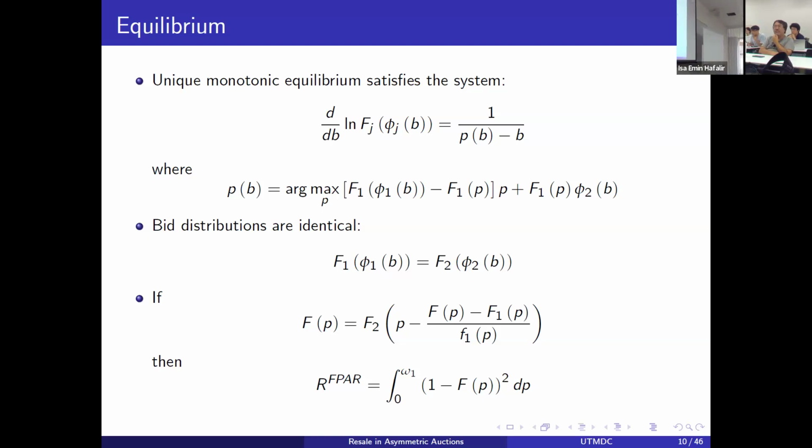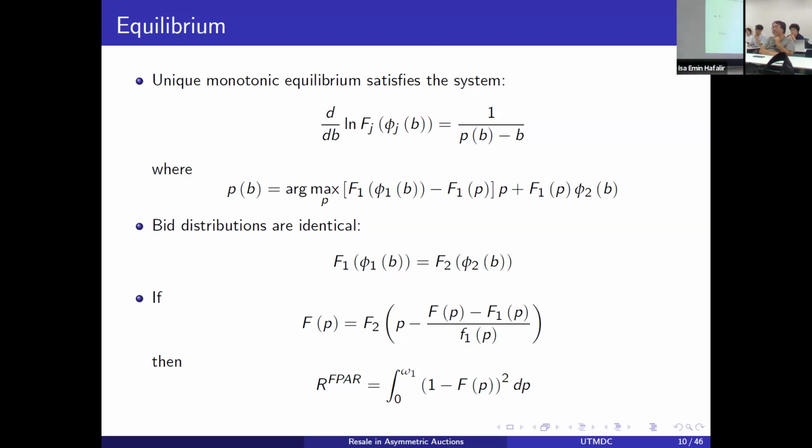An important implication of this equilibrium characterization is that the bid distributions are identical. So what's the bid distribution? The bid distribution is, for both of the bidders, the probability that this particular bidder will be bidding some value B or less, and this is given by F_i of phi_i of B for each bidder.